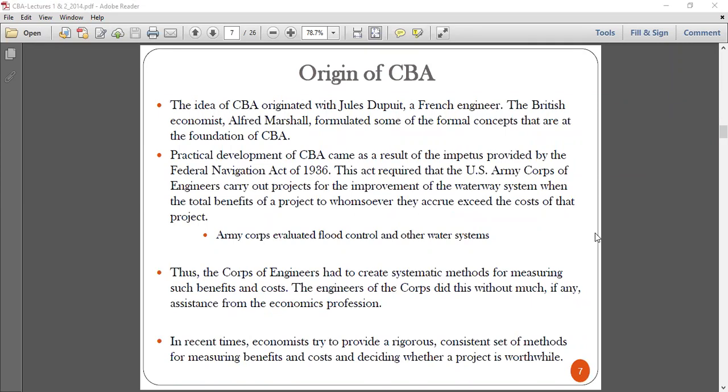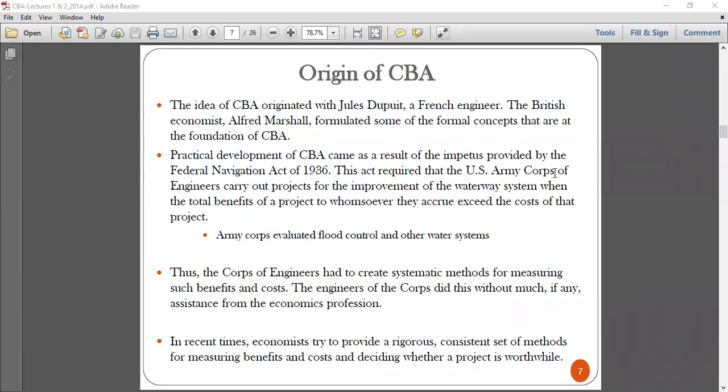All right, this is just the origin of CBE. It originated with this guy called Jules Etienne Assinani Dubois. He was an Italian-born French engineer, but formally, economically, the concepts were formulated by Alfred Marshall. Okay. But then, practically, when they started using CBE was in the US, where the Army Corps were supposed to take projects to improve their waterways system.